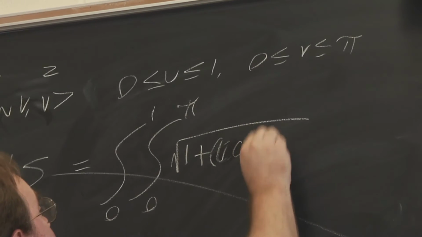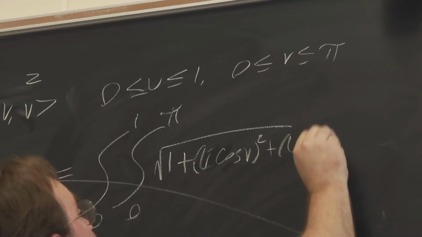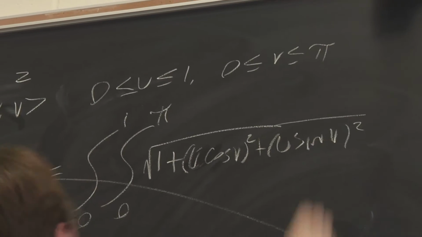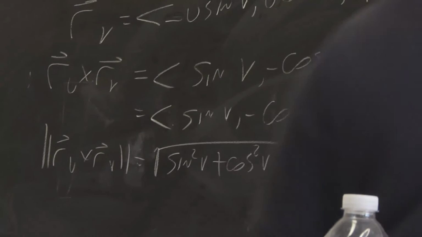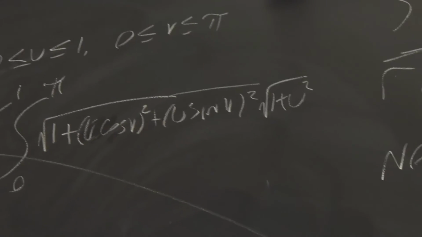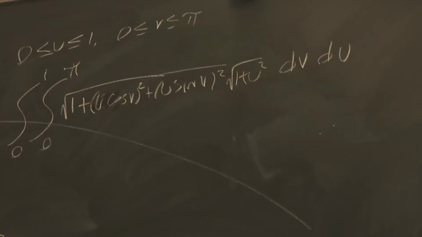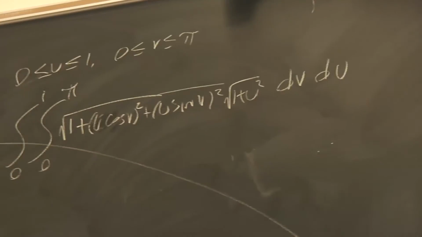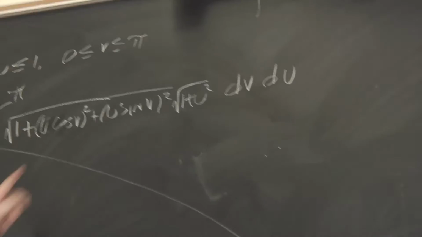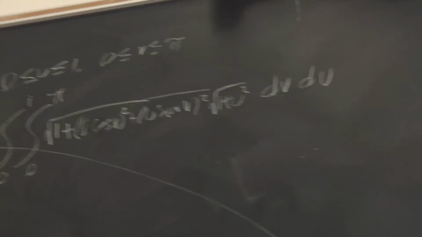u cosine v squared plus u sine v squared. And then we fill in the magnitude of its cross product, that's the square root of 1 plus u squared, du, or dv rather, du. So now that's the integral written in terms of u and v, which is almost ready to evaluate. And what does this whole thing simplify to?